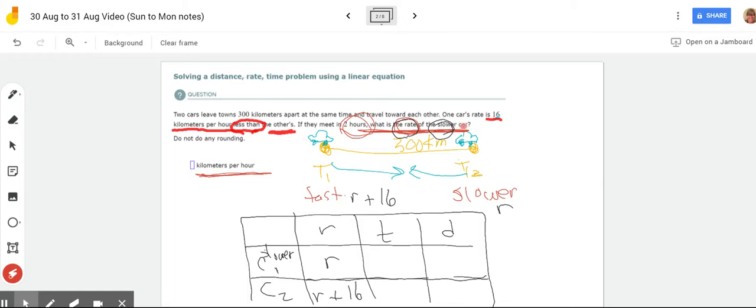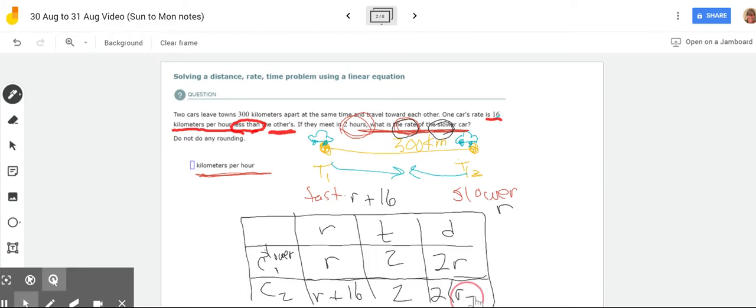All right, what's the time? The time that has passed is 2 hours. So we're going to put in 2 and 2. Now to get D, all you do is multiply across: 2R and 2 times R plus 16. So now you have the distance that car 1 went. The distance that car 1 went is 2R.